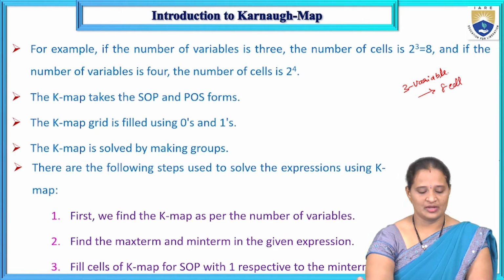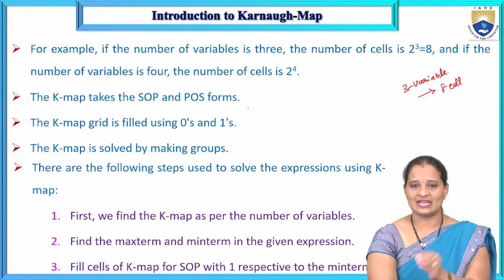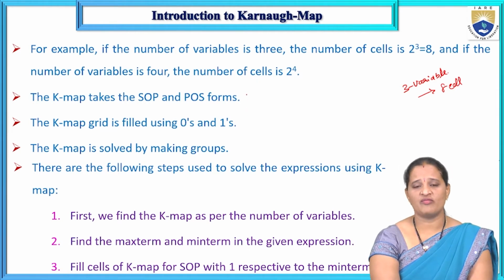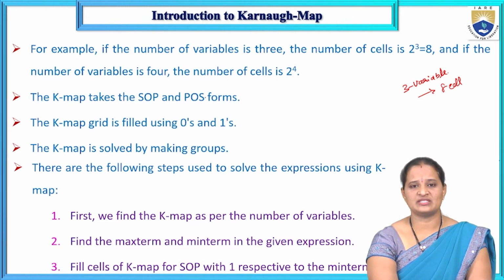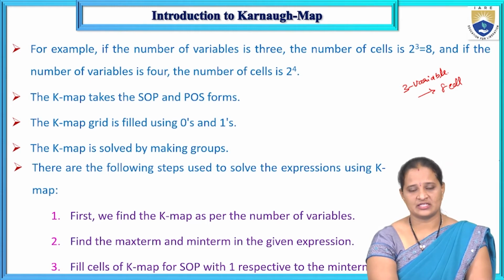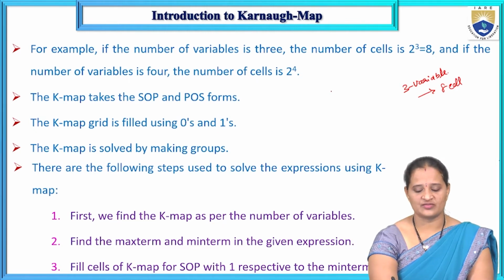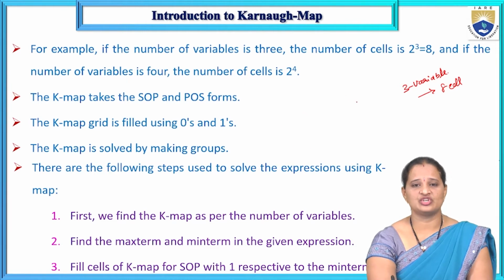combinations of input. And we can simplify either the SOP or POS form of a Boolean expression, whatever the form may be. Either the expression is in sum of products form or product of sums form, we can simplify that expression using K-map. The only thing is, if the function is in terms of SOP, then each cell should be filled with 1 for the respective minterms which are present in the Boolean function.